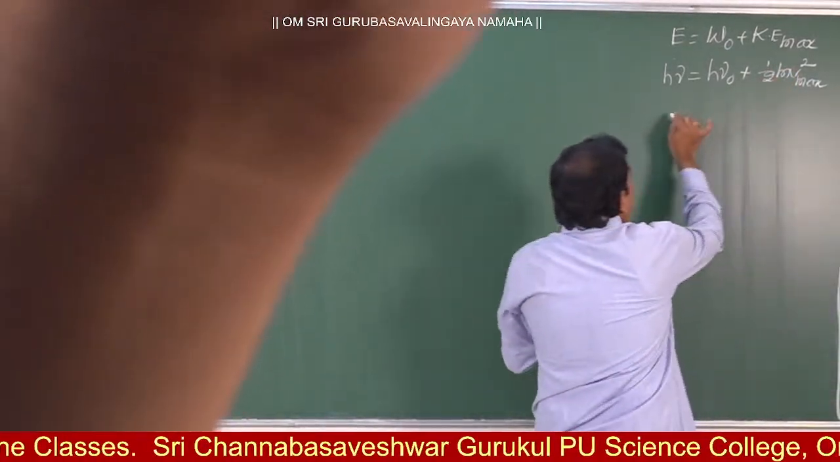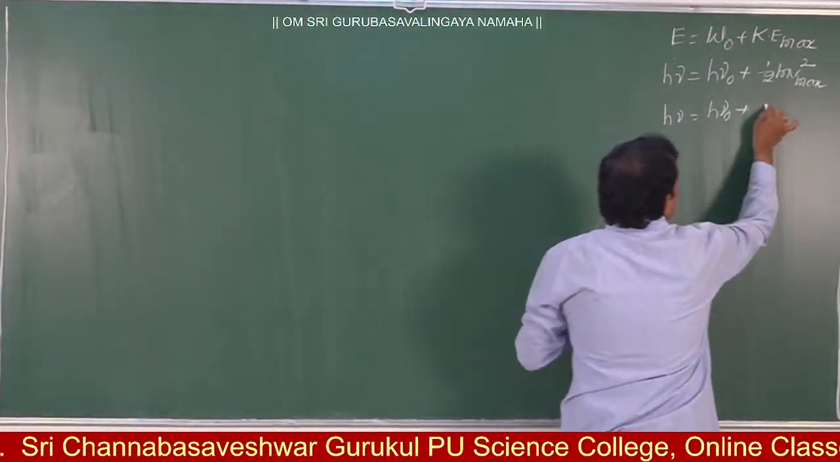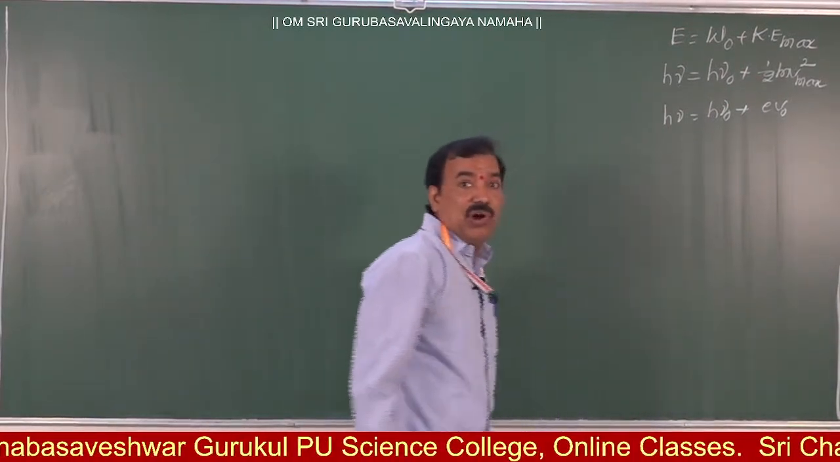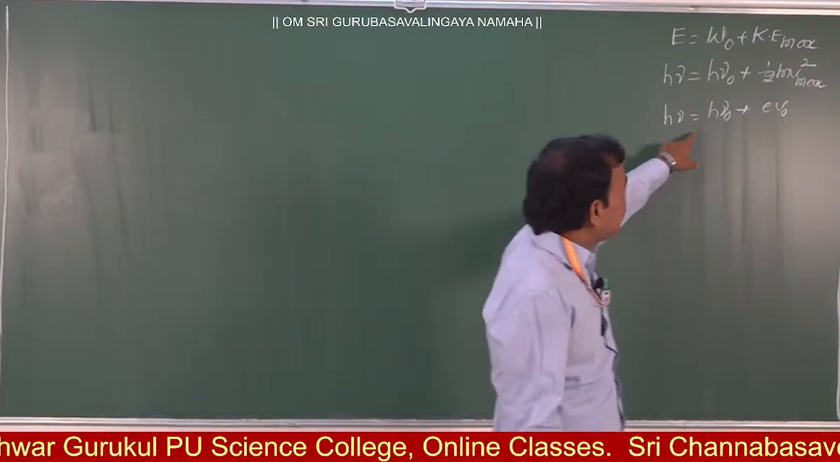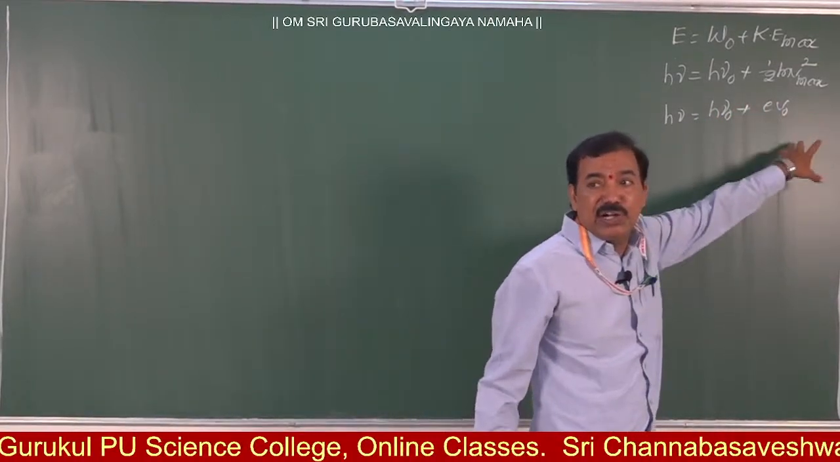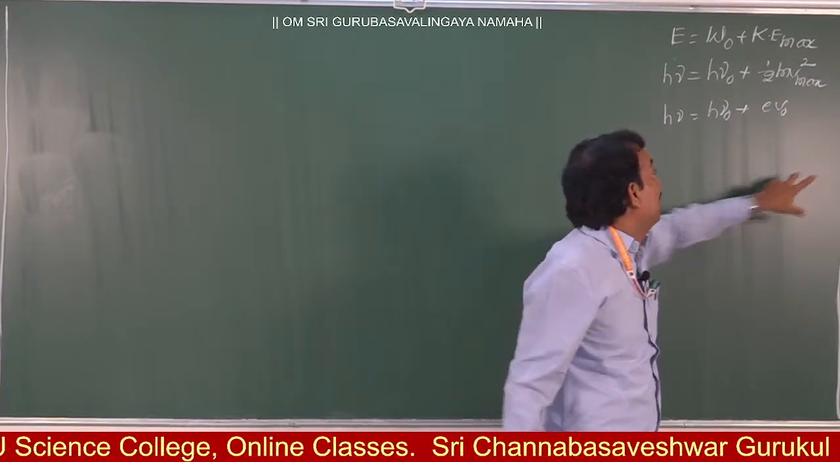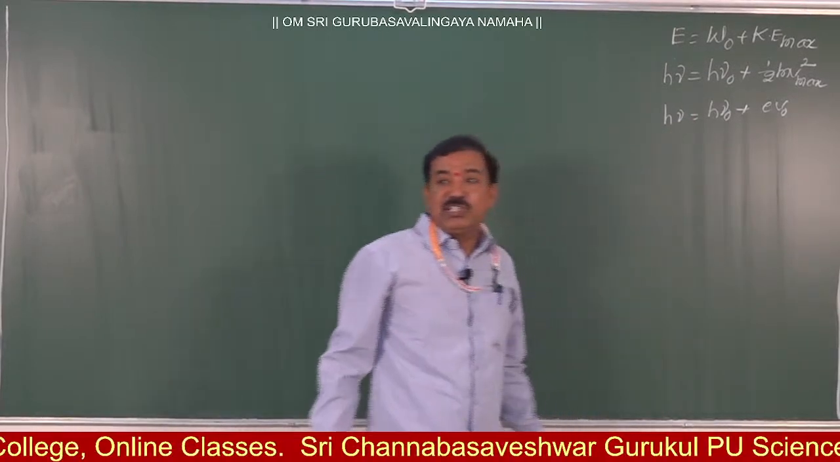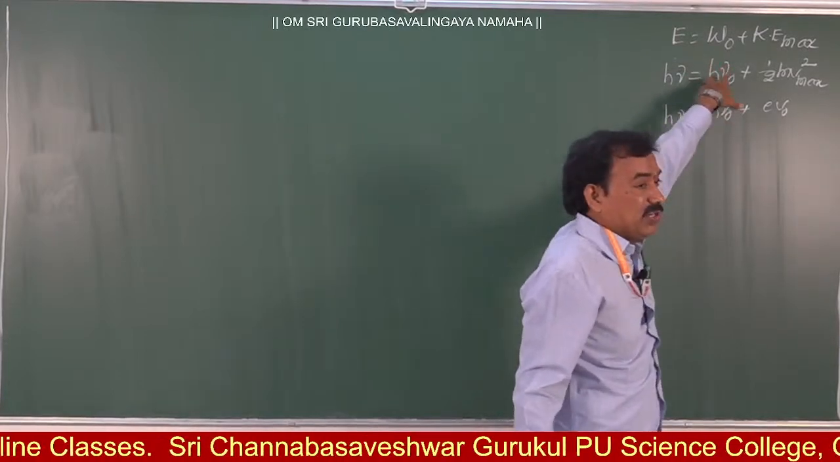Suppose I get one more equation here: h nu is equal to h nu naught plus e V naught. When the stopping potential is given, you have to use this equation. So h nu is equal to h nu naught plus e V naught, where V naught is the stopping potential, h nu is the energy of the incident light, and h nu naught is the work function.